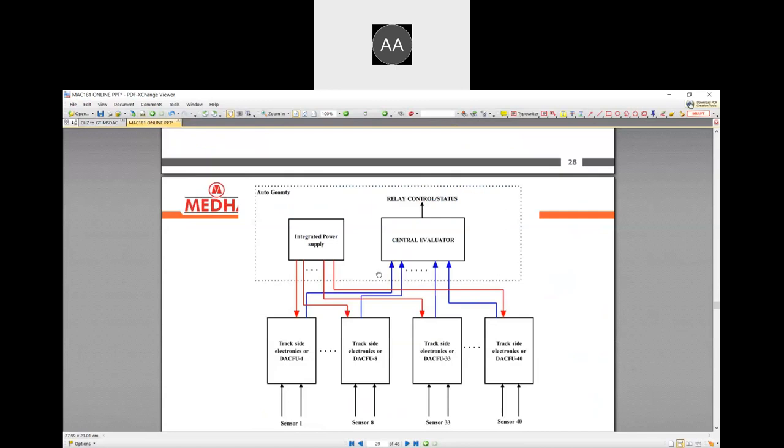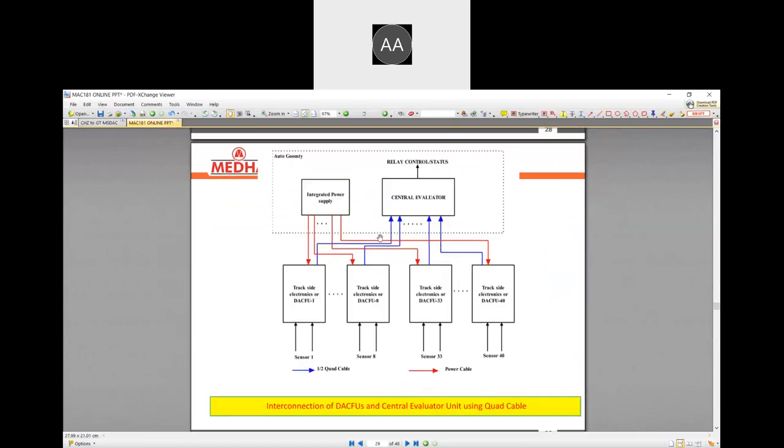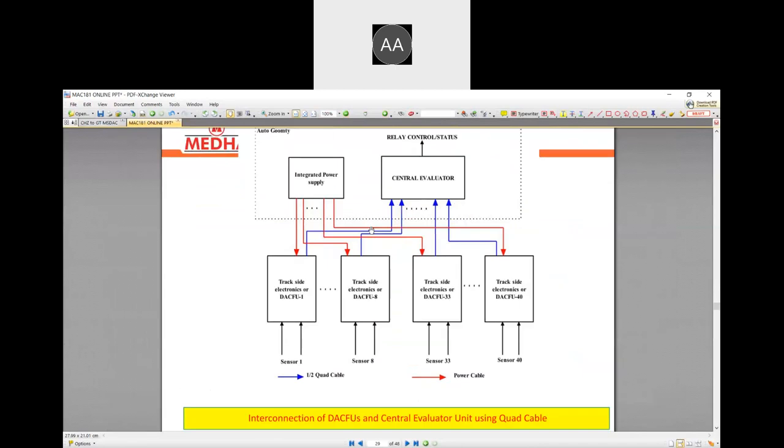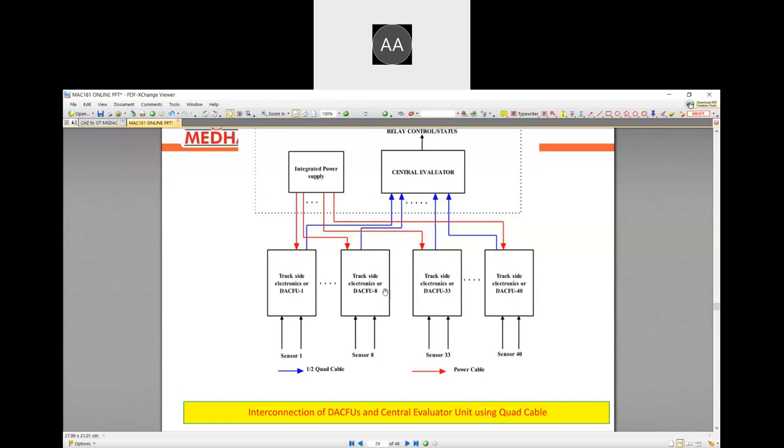So when we are going for quad communication, the communication is done as per the diagram given, and basically it will be in the form of star communication. So likewise, in total 40 sensors can be connected to the central evaluator unit. But here there will be no ring configuration that generally we use for OFC, but in quad it will be star mode of communication.